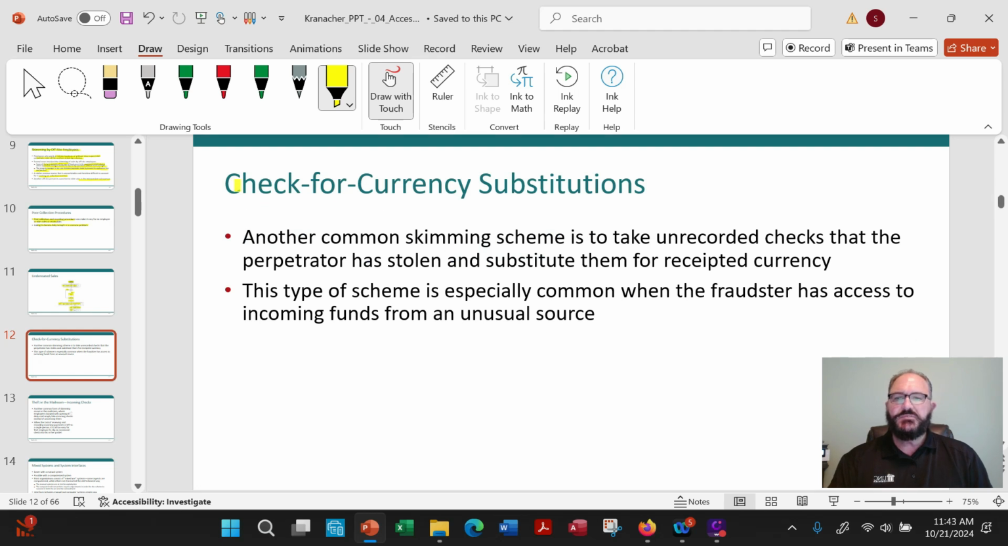Check for currency substitutions. Another way skimming occurs is that the perpetrator takes unrecorded checks they've stolen and substitutes them for currency. And it says here, this type of scheme is especially common when the fraudster has access to incoming funds from an unusual source. By the way, I've actually seen that one happen in an auto repair shop. When I come back, I'm at the end of this one, I'll tell you a quick story about it.